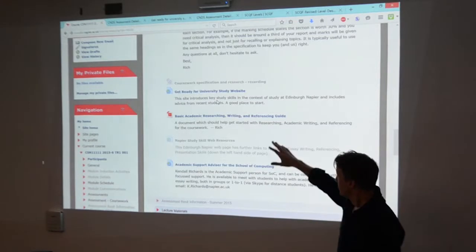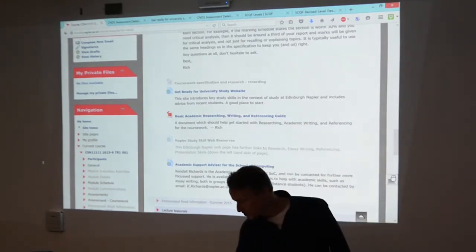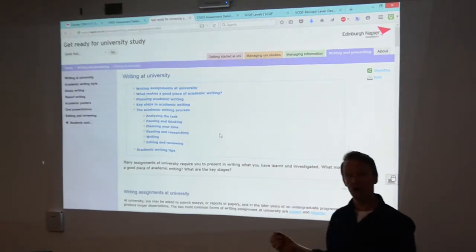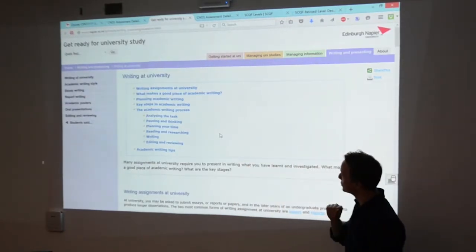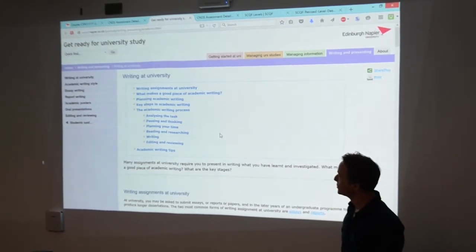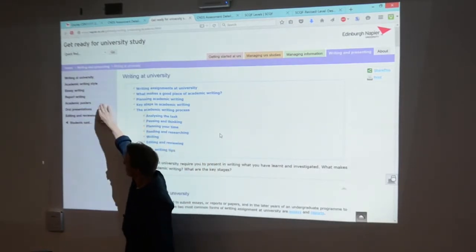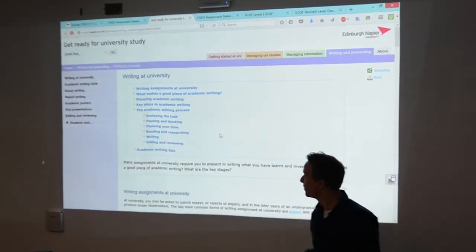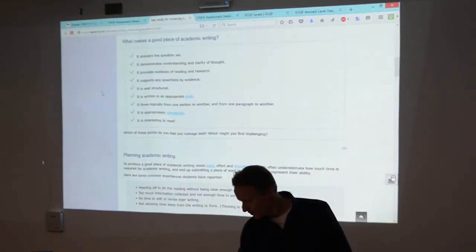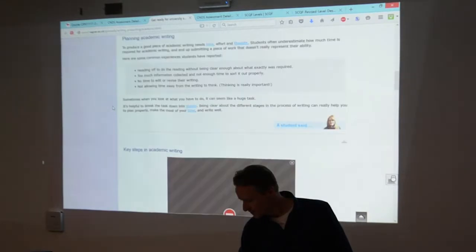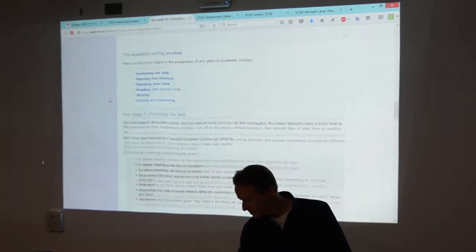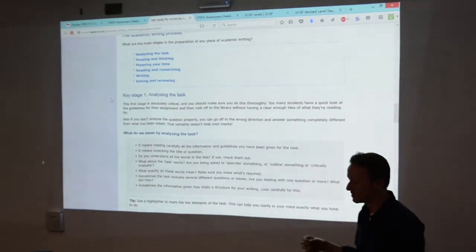So we've got this get ready for study skills website, and if you go into it, what you'll find is it's actually quite a lot about academic writing and reading. It's quite a nice website, fairly new, I think they created it just last year. It's got some nice stuff about academic writing and reports. It's definitely worth a read through. Some of those things I've covered already: the planning, splitting things up, analysing the task, thinking about it, planning your time.